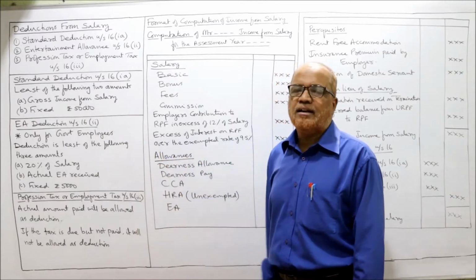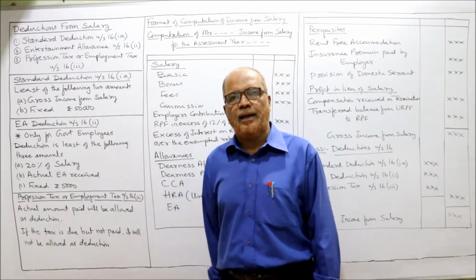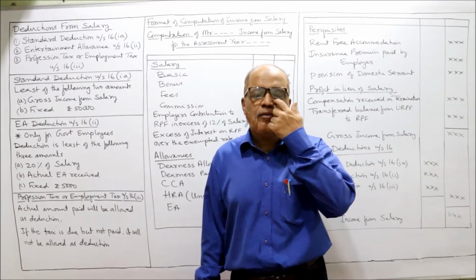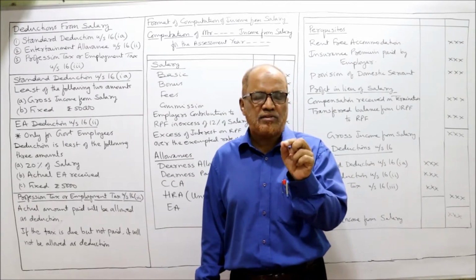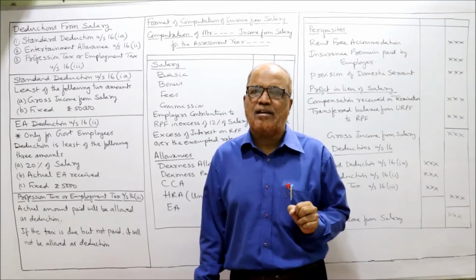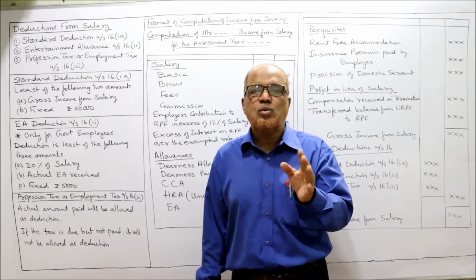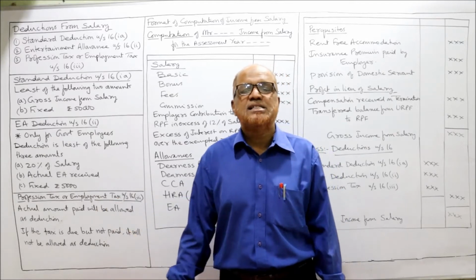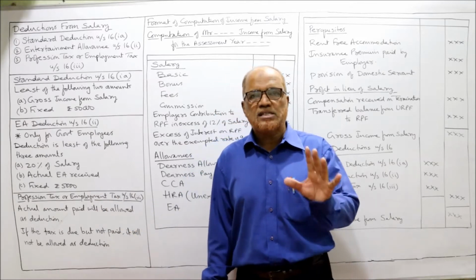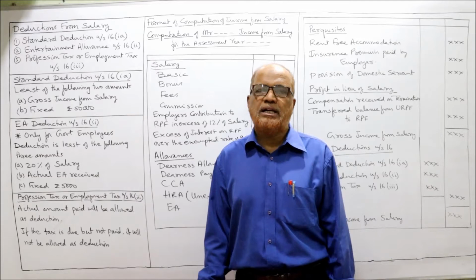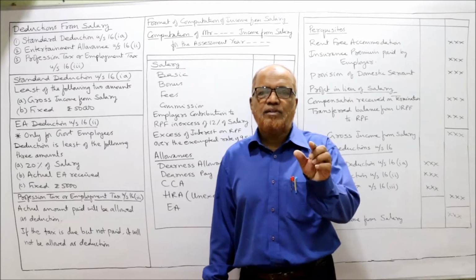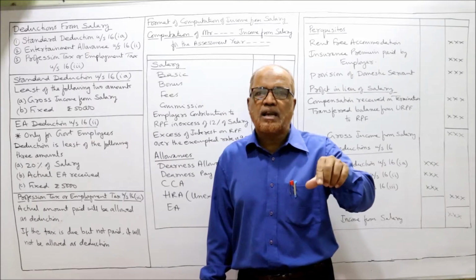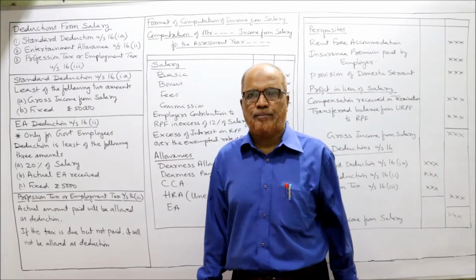The first, standard deduction under section 16(1)(a). This standard deduction is a compulsory deduction whichever SSC has income from salary. All the SSCs who are having income from salary, compulsory deduction will be given standard deduction. That's why this deduction is called statutory deduction. This standard deduction will be allowed for meeting all incidental expenses relating to employment.